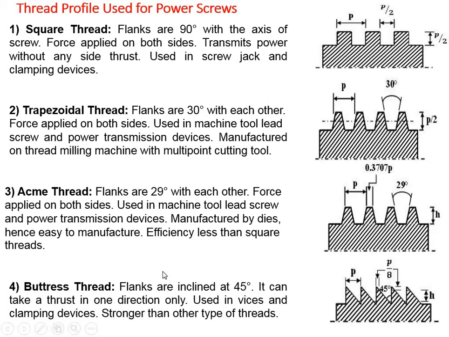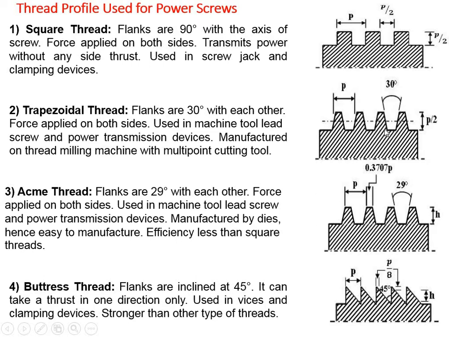So the next term, that is the buttress thread. In that case the flanks or the teeth are inclined at 45°. Here you can see the arrangement. The teeth are at 45° to each other, and it can take thrust in one direction only, and it is used in vices and clamping devices.